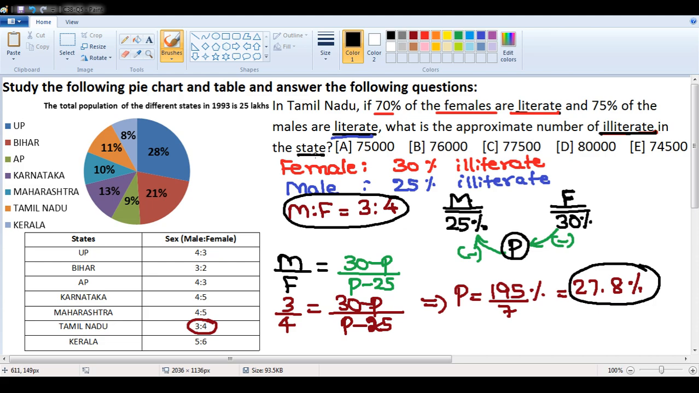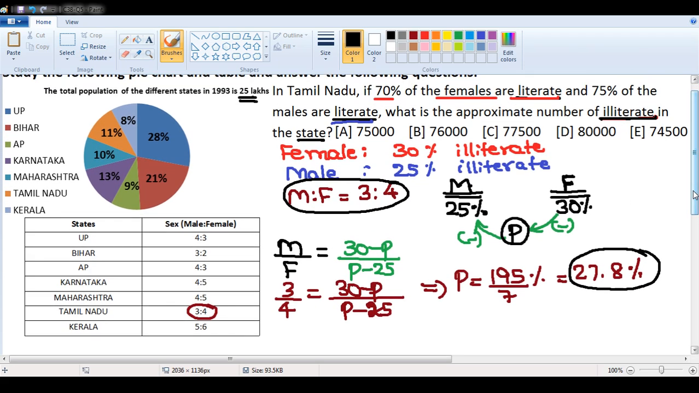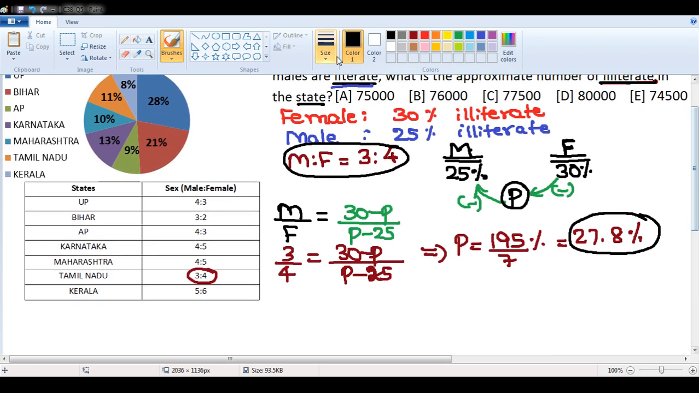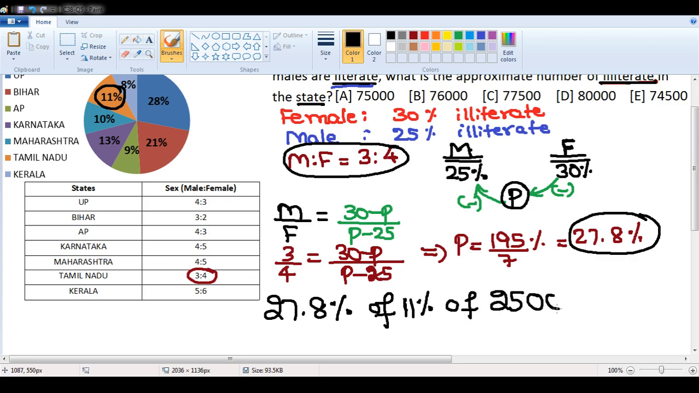Now, because they are asking you for the exact value, definitely I should take care of this number called 25 lakhs. Total illiterate is 27.8%, right? Total illiterate is 27.8% of what is Tamil Nadu percentage? It is 11%. Out of total 100% India or given state, 11% is Tamil Nadu, of 25 lakhs people. This should give me the answer.